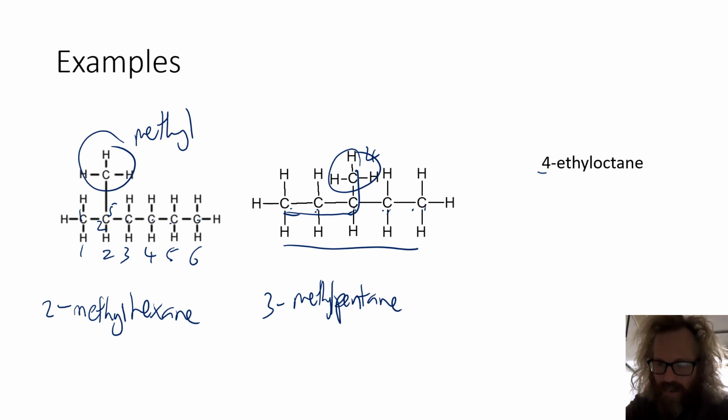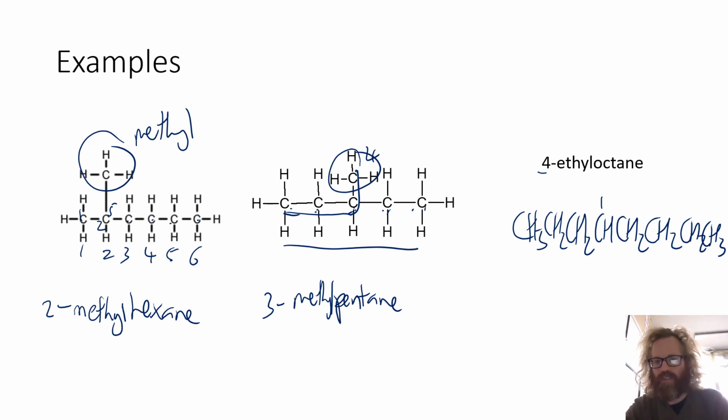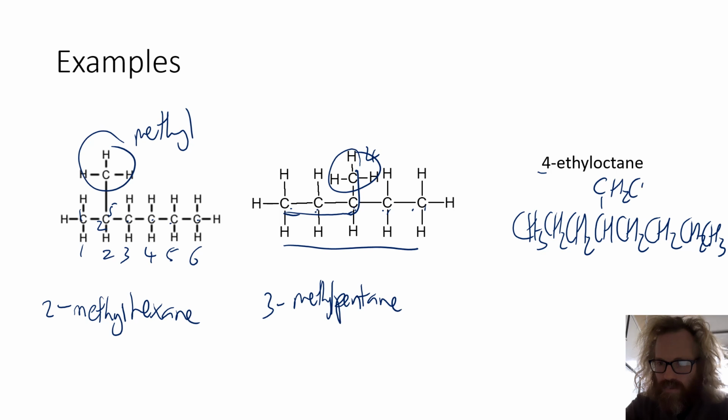This one here is a big one, octane, and we've got a branch on number 4 there. Okay, so I'm going to abbreviate this because it's long. CH3, CH2, CH2, CH, CH2, CH2, CH2, CH3. So I've got my 8 carbons there, and then I know I've got off the number 4 carbon, an ethyl, CH2, CH3. And that is 4-ethyloctane.